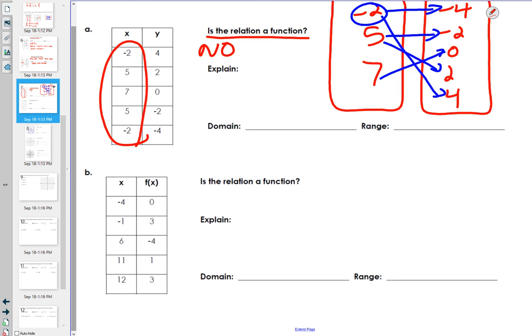I'm not going to write a mapping diagram here for this B part, but is this a function? Yes. And what would the explanation be? You can say the x's don't repeat. If you were to write a mapping diagram, every x would only have one arrow leaving it. Right?